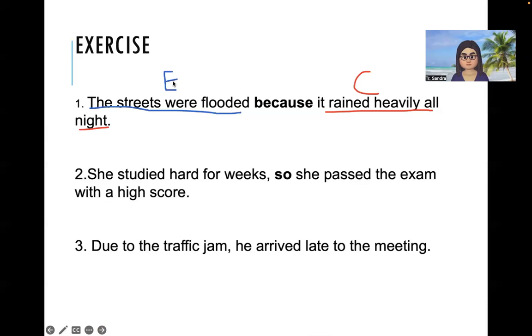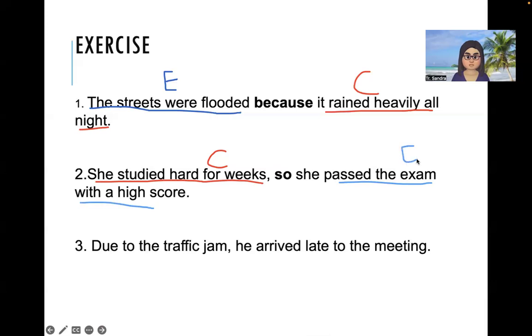Okay, so now we move to sentence 2. She studied hard for weeks, so she passed the exam with a high score. The cause is she studied hard for weeks. So the effect or the result will be she passed the exam with a high score, like this, right?